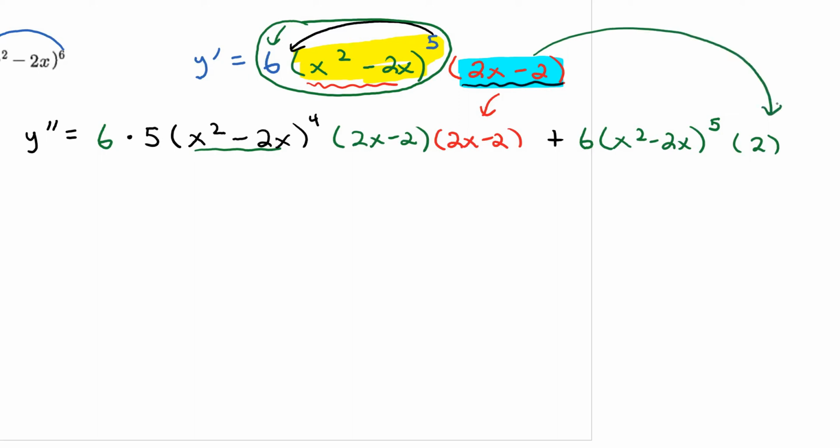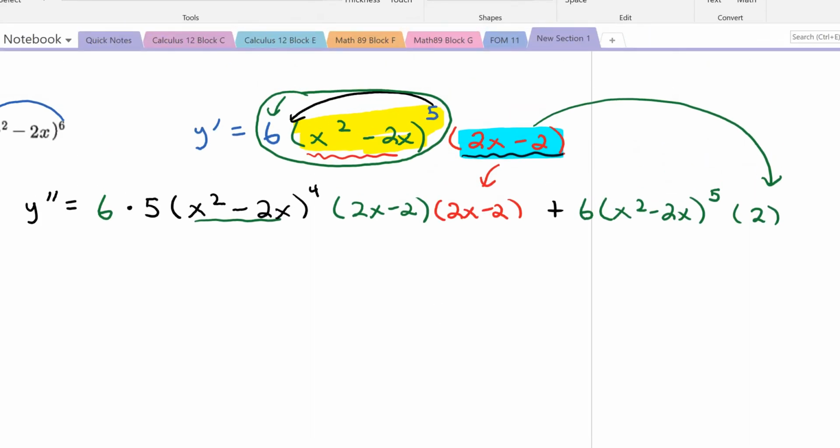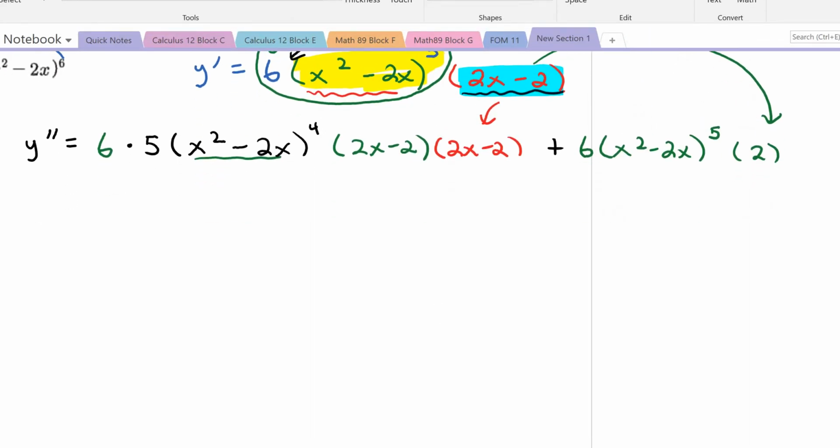Okay, after that, we will do a little bit of simplifying here. Although I will take this as a final answer on a quiz or a test, you should definitely feel very comfortable with simplifying some of these steps here. So I will do that in this next step. In the beginning, 6 times 5 is going to be 30, and then this can remain (x squared minus 2x) to the power of 4.